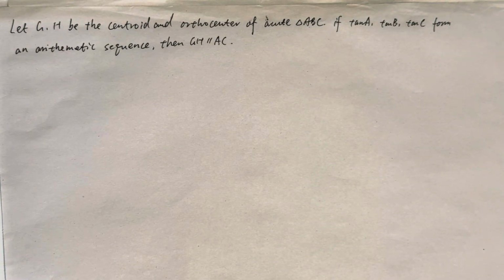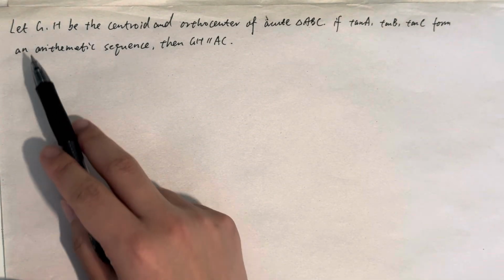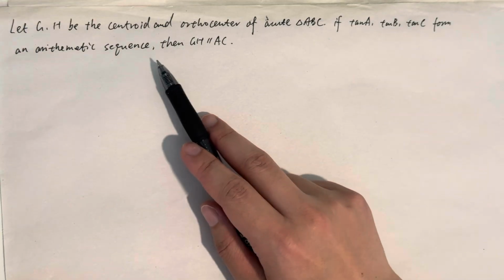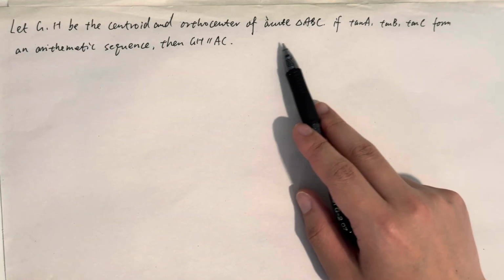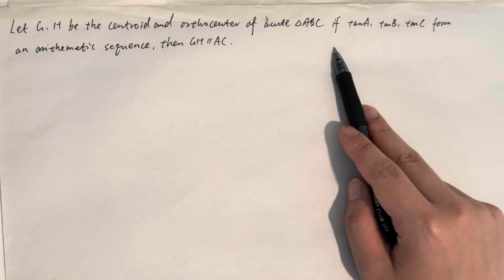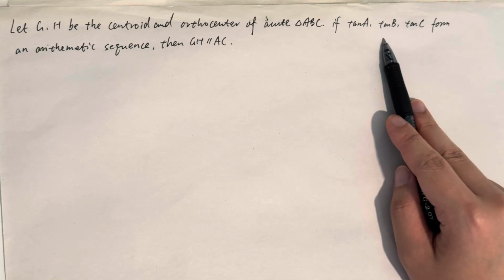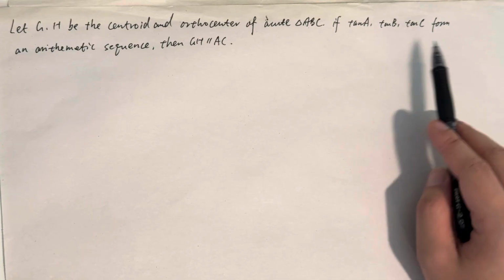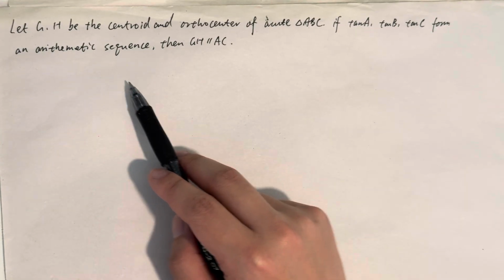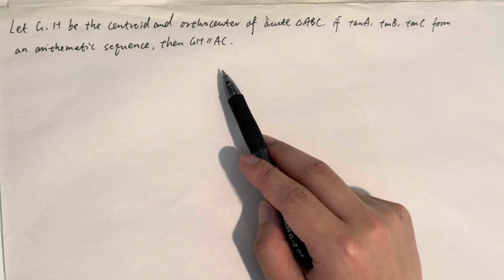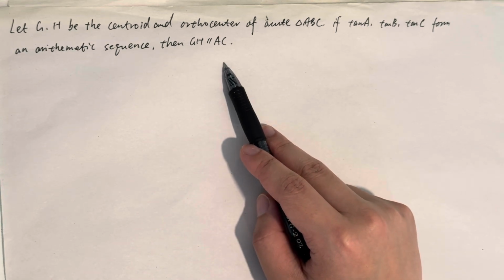We're going to keep talking about the correlation of the centers of triangles. So let's see the problem. Let G and H be the centroid and orthocenter of triangle ABC. If tangent A, tangent B, tangent C form an arithmetic sequence, then GH is parallel to AC.